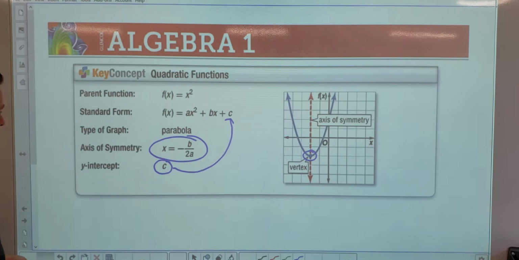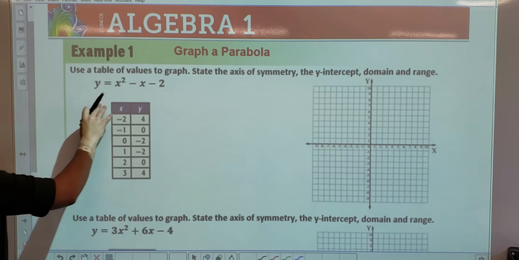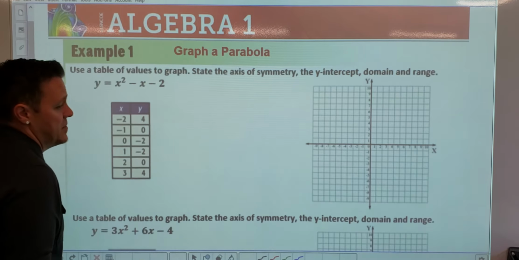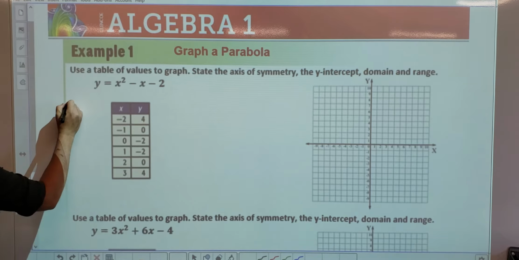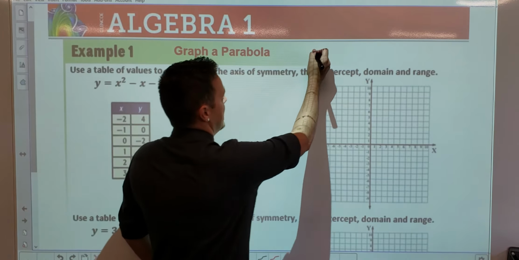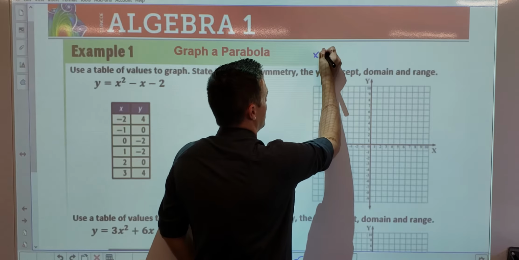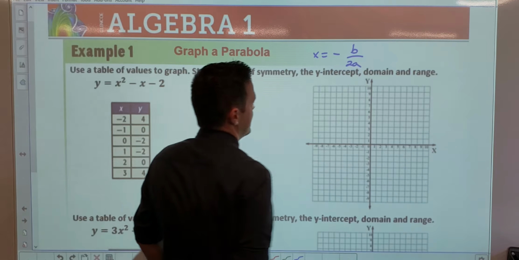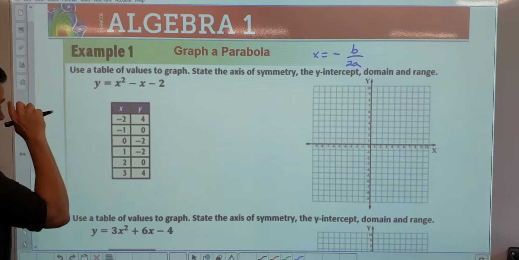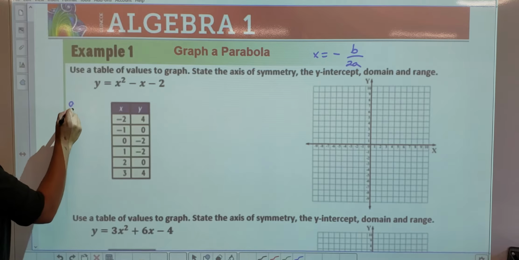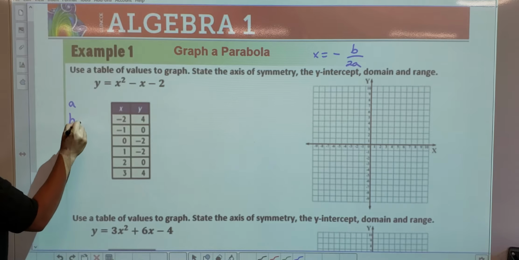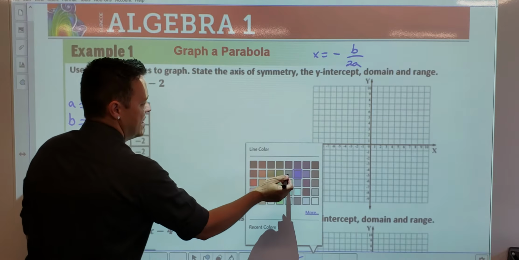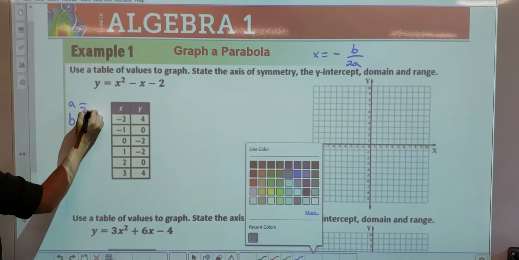All right, so let's get started. Using this table, we're going to state the axis of symmetry, the y-intercept, the domain, and range. So for my benefit, I need to write the formula down again. It is going to be x equals negative b over 2a. You guys have that on your notes. I have to do it just for myself. a, b, and c. You have enough room on your notes to write these down. Remember, it's ax squared plus bx plus c. So please make sure you identify the a values again.